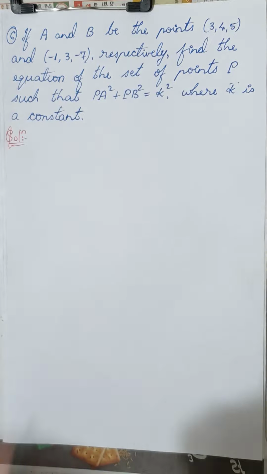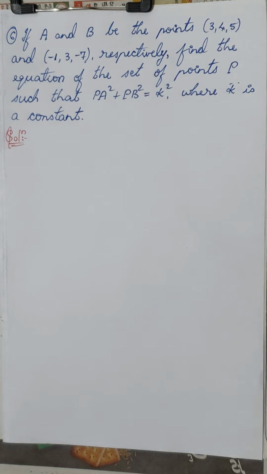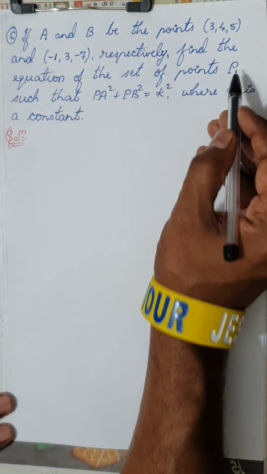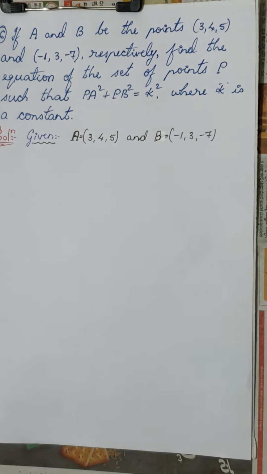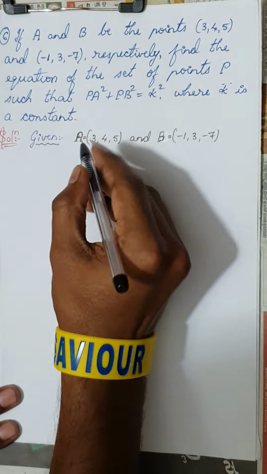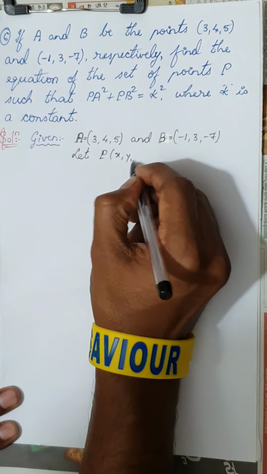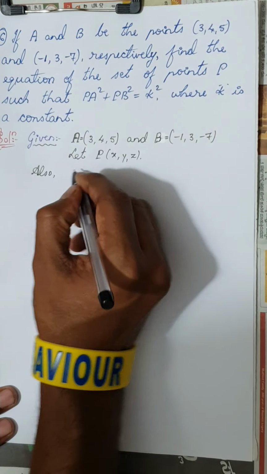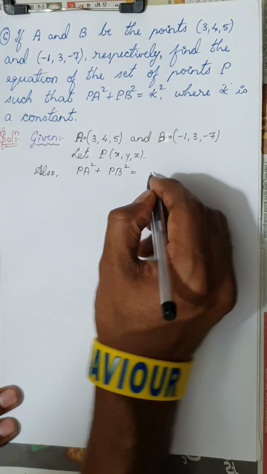Okay, so we have to find the coordinates of P which will satisfy this equation, PA square plus PB square is equal to K square. Since P is an unknown point, let us consider the point P as x comma y comma z. Okay, so here comes the solution. Given the point A is 3, 4, 5 and point B is -1, 3, -7, let the point P be x comma y comma z.